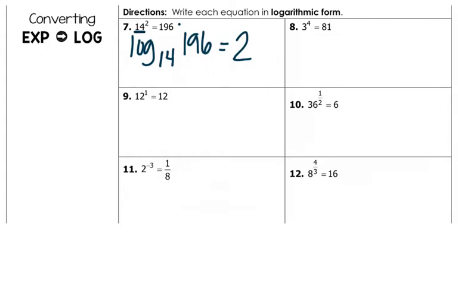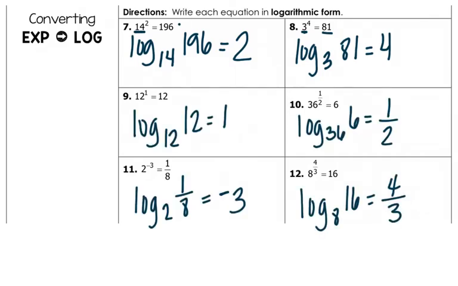Okay, so now let's look at number 8. So again, we start off by writing log. Okay, and remember our base was the big number, so log base 3. So then the next term in our log form is whatever comes after your equal sign. So it's going to be 81, and then equals whatever the exponent is in our exponential form. So go ahead and pause your video, try the next 4, and then when you unpause it, your answers will be there to see how you did.